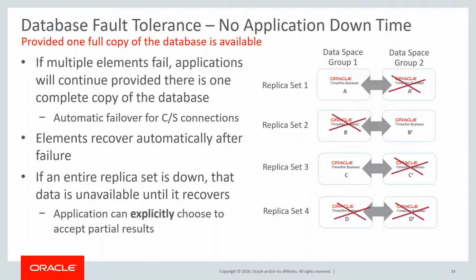So by explicit application request, we will allow an application to receive a partial result. If it says, I want to run this query and I accept that some of the data is not available, we will give it back. We'll run the query on what data is available and give it an answer. But that application has to explicitly ask us for that, because that's not really the right answer, right?